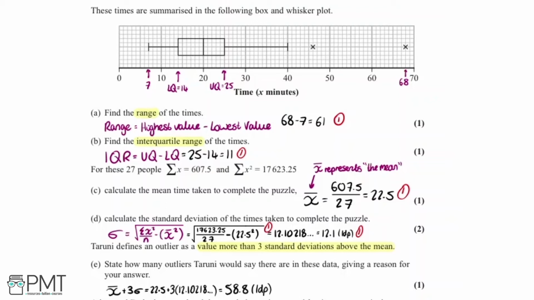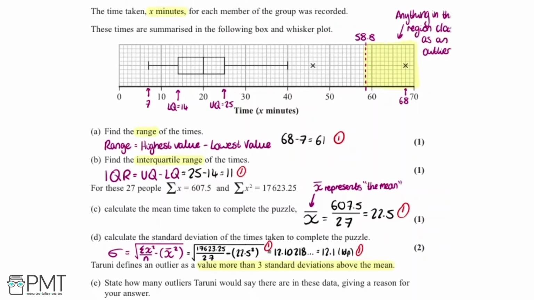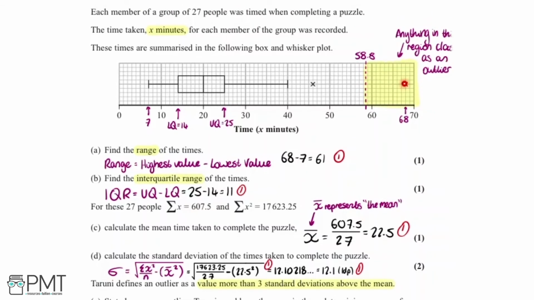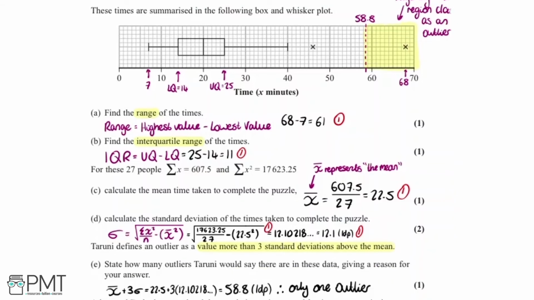So now we need to think about the core of the question. We need to state how many outliers Tarunu would say there are in these data. So an outlier will be considered anything that is above 58.8. So I'm going to look back up to the diagram at the top, and we're going to find 58.8. So we've got 55, 6, 7, 8, anything around here. So this line is approximately 58.8. Therefore anything in this region is going to be classed as an outlier. We're just looking in the region and we see there's only 1 point in here. So all we have to say here is that there's only 1 outlier. And doing that, we'll get 1 mark.